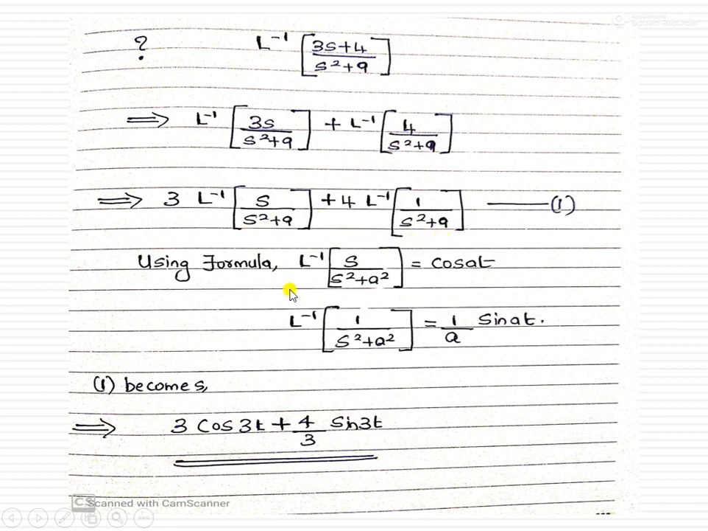Using the formula, the inverse Laplace transform of s by (s squared plus a squared) can be written as cos at, and the inverse Laplace transform of 1 by (s squared plus a squared) equals 1 by a sin at. So the inverse Laplace transform of s by (s squared plus 9) can be written as cos 3t, and the inverse Laplace transform of 1 by (s squared plus 9) can be written as 1 by 3 sin 3t. So the equation becomes 3 cos 3t plus 4 by 3 sin 3t.